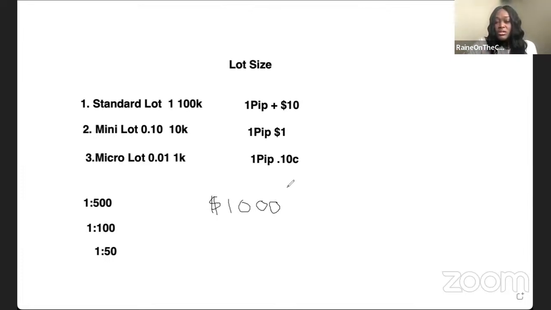So to know what your buying power is, you're going to times whatever the amount of money it is that you're opening up with. In this instance, it's going to be $1,000. We're going to times it by the leverage. So one, it's going to be 500. So we're just going to add these two zeros. So that's the buying power, right? And then we're going to times it by 5. So we actually have $500,000 in buying power, right?